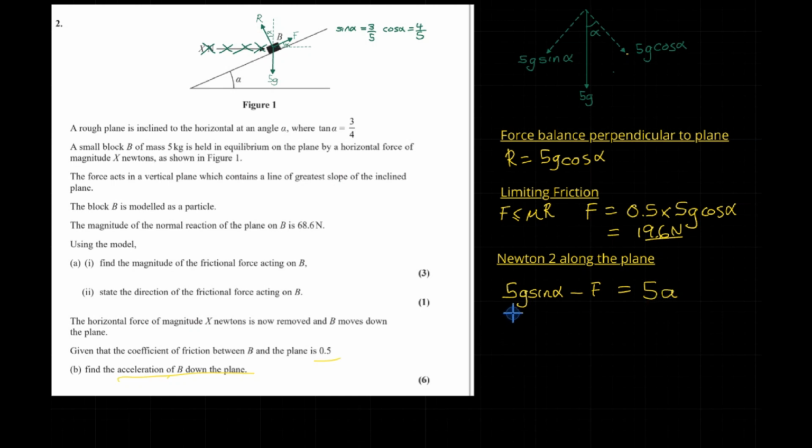So let's fill in the numbers. So 5 times 9.8 times 3 over 5 minus 19.6 is 5a. And if we work that out, you'll find that a is 9.8, and that's going to be meters. I always write seconds per second squared, but I should really write 9.8 meters seconds to the minus 2.